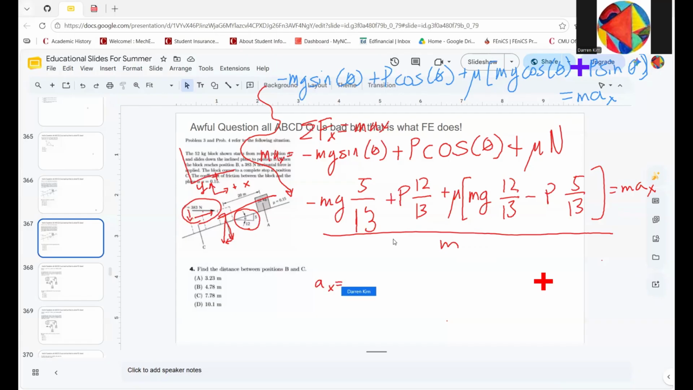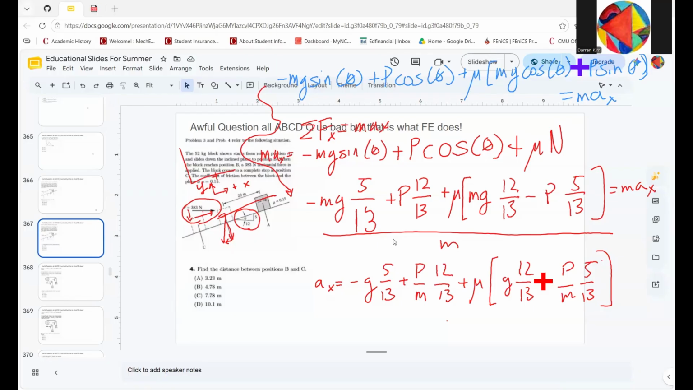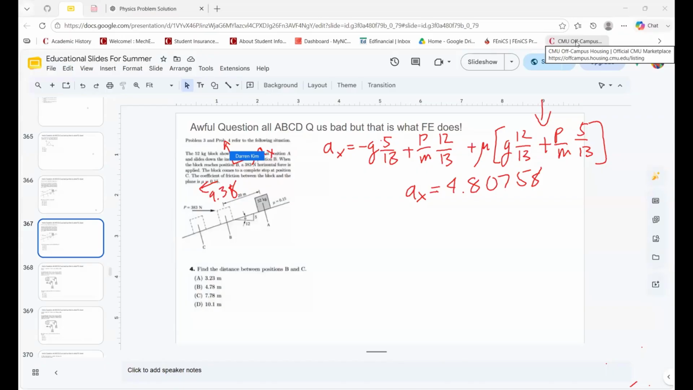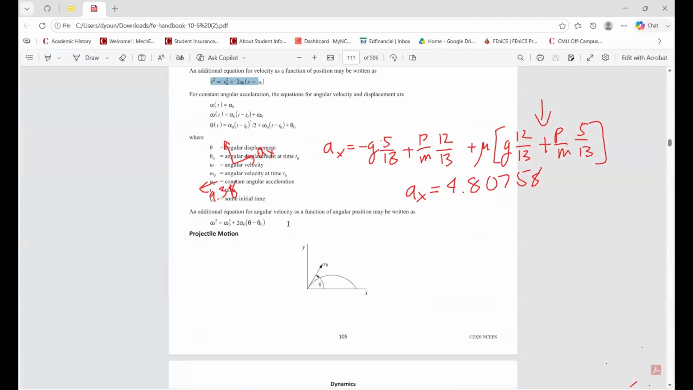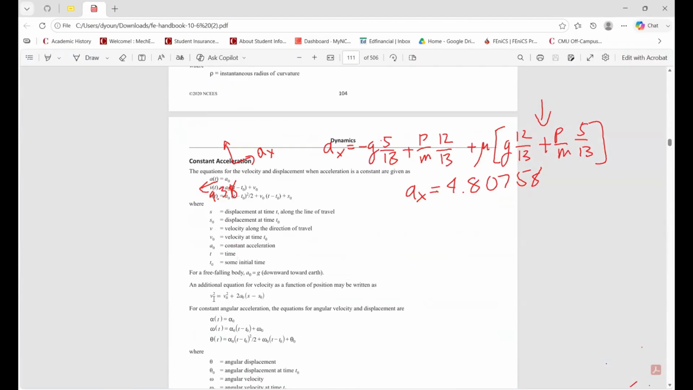ax equals negative g times 5 over 13 plus p over m times 12 over 13 plus mu g times (12 over 13 minus p over m times 5 over 13). There we go. Let me do this in my calculator real quick, and hopefully I didn't make a mistake. So I made a mistake. There was a minus where there should be a plus. Took me forever to find. Anyway, the acceleration is 4.80758, assuming it's ax in this direction.